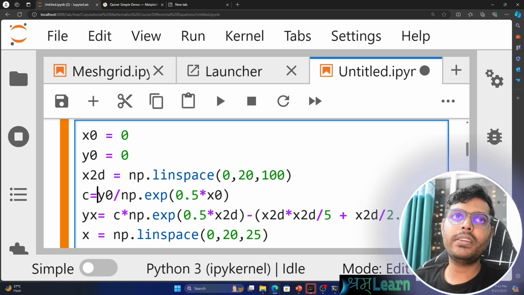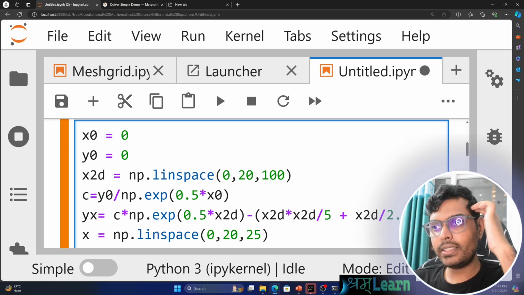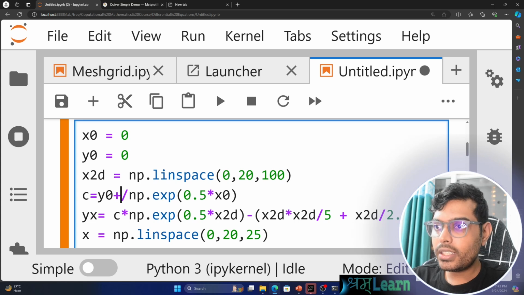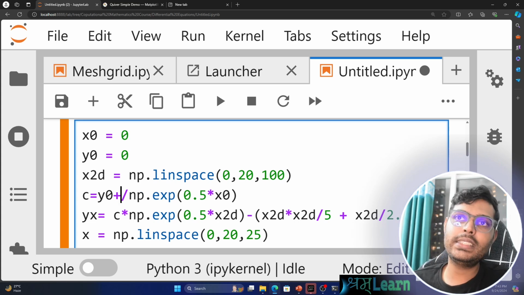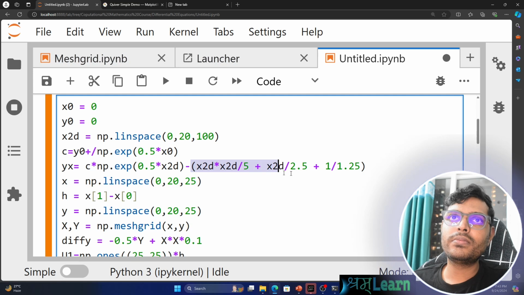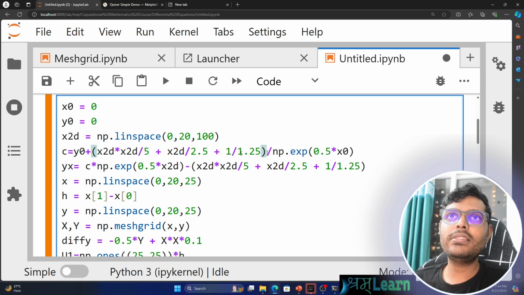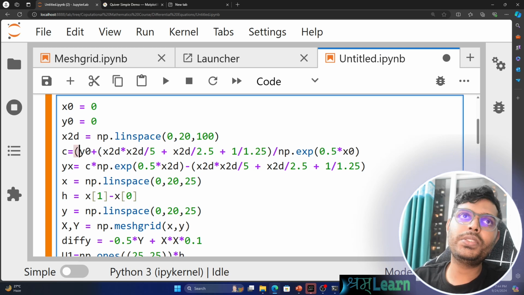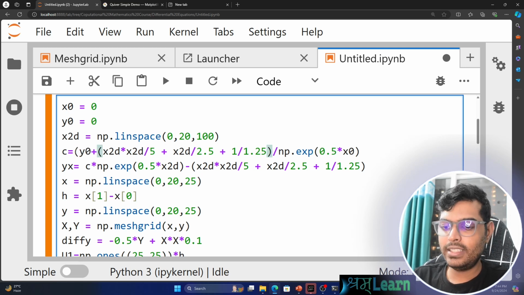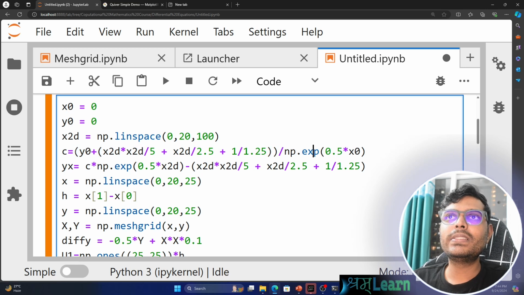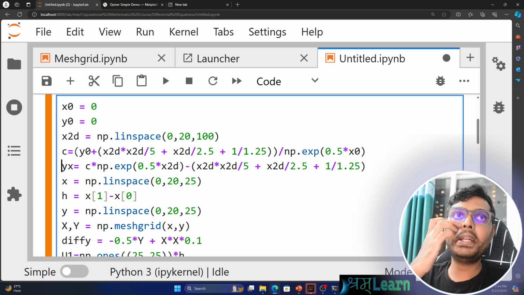Okay, I made a mistake. c is not that, but c is y0 plus this thing also. I have to move that to the left side of the equation. Okay, now it's good. I should give perhaps another bracket. Okay, so that looks good.